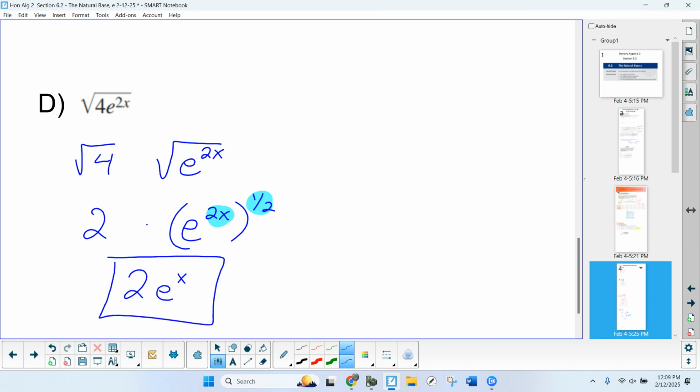So this is kind of our power rules from last chapter. The only difference is my variables are always going to be e. But the rules are still the same. They have not changed. All right. Are you guys good with the first part? Simplify.